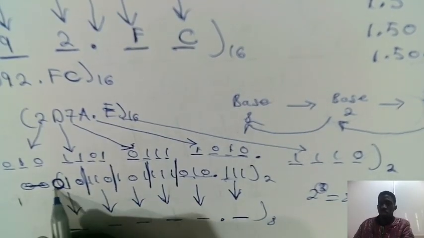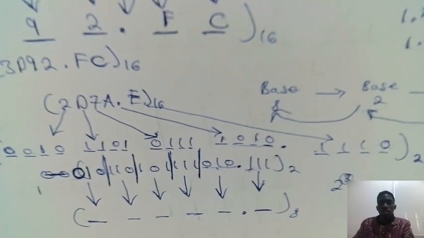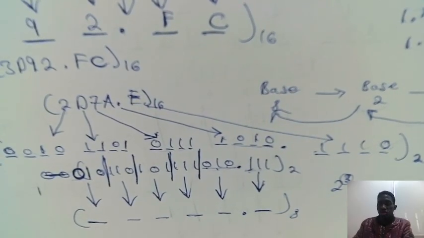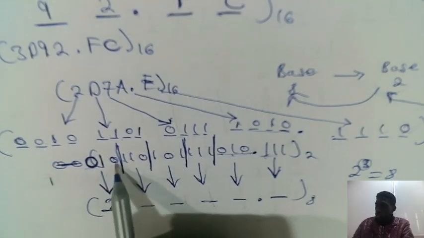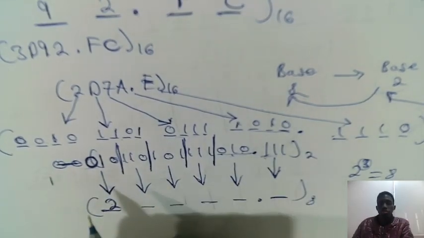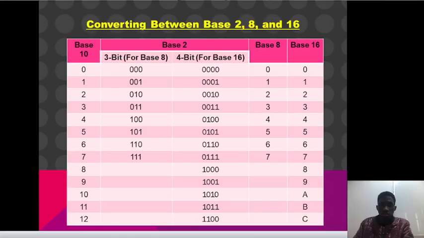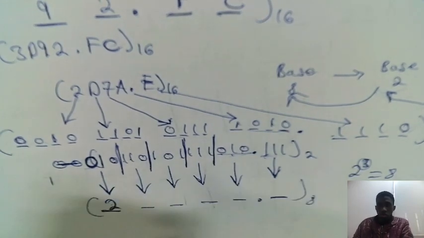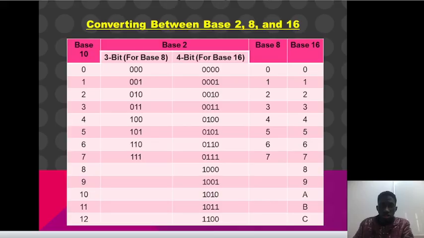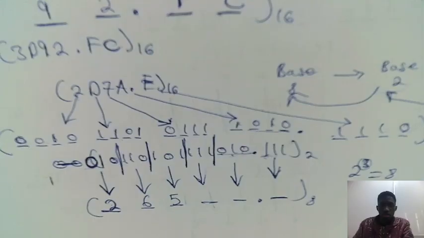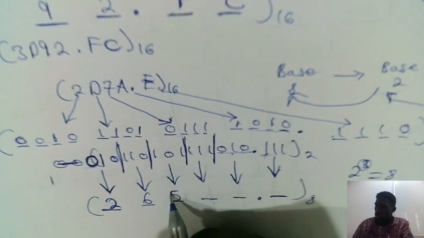So what's our final answer? We need to check for 010. When you look at the table, 010 is 2. The next is 110, which is 6. 101 is 5 from the table.